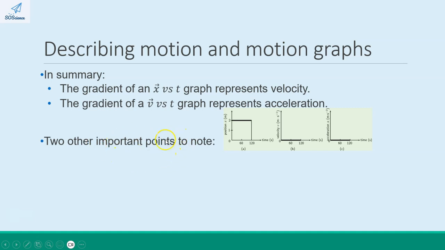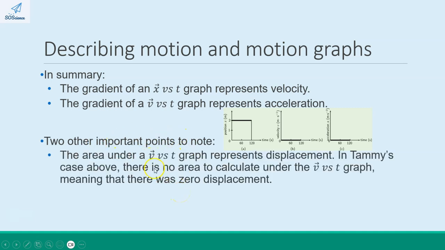Two other important points that we need to note. The area under a velocity time graph, which in this case there is no area under the velocity time graph, represents displacement or change in position. In Tammy's case, there's no area under the v versus t graph, so that's then clear that there is zero displacement. She hasn't changed her position. She stood in the same spot for 120 seconds.